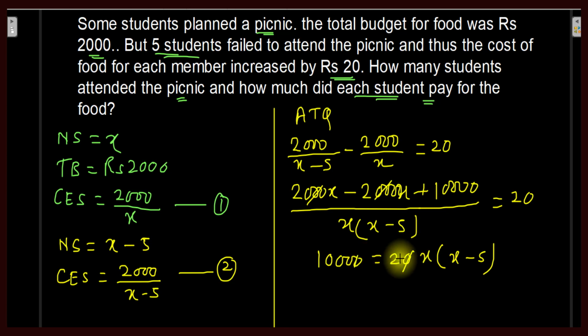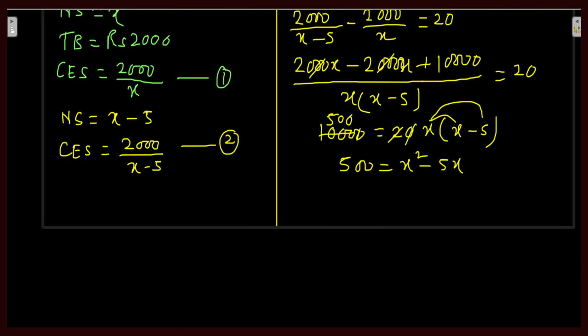Here the zeros will get cancelled. 2 5s are 10, 2 zeros are 0, 2 zeros are 0, and so 500 is equal to x into x, x square, and x into 5, that will be minus 5x. So here you get the quadratic equation, that is x square minus 5x. Take 500 to the other side, so it will be x square minus 5x minus 500 is equal to 0.